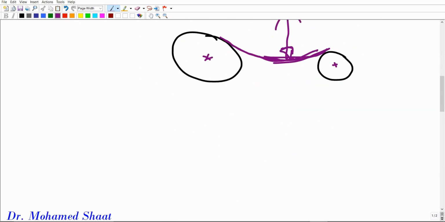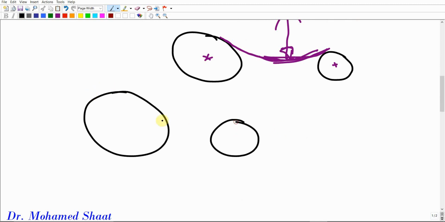Here is another example in which we have to subtract the radius. Let us assume that we have this circle and there is another circle here. And we have this curve.